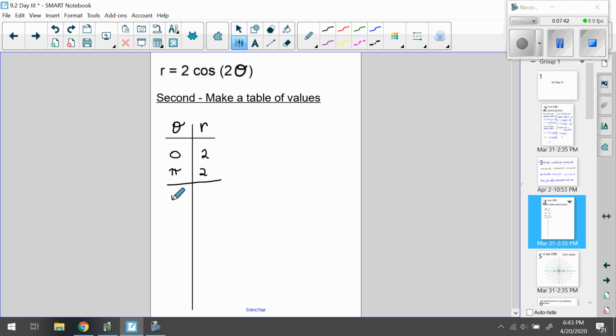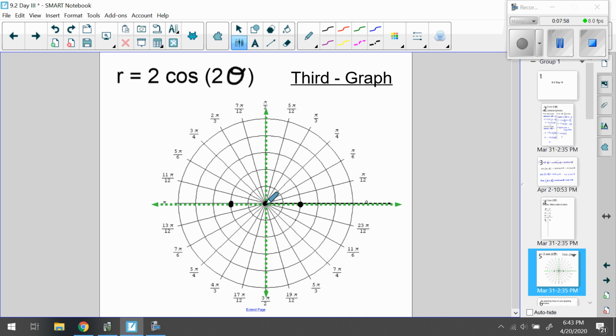So then I might move along to say pi over 2 would be a great choice. And so 2 times pi over 2 is pi. Cosine of pi is 0. 0 times 2 is 0. So that doesn't really help us on our graph. It just means, maybe it does a little bit, we have a point right there at our pole. Symmetry doesn't help us get another point in this case.